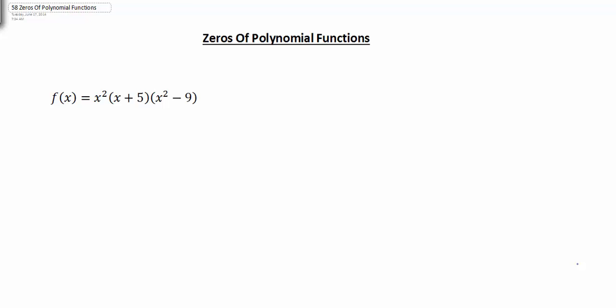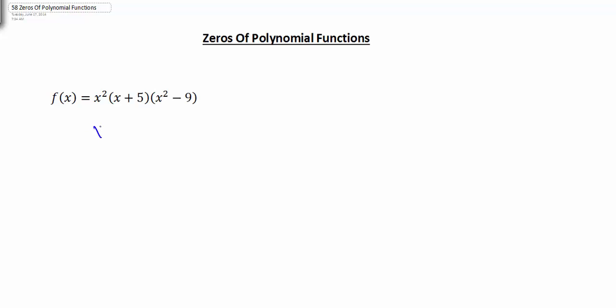This video is going to look at finding the zeros of polynomial functions. Our first example is f of x equals x squared times x plus 5 times x squared minus 9. Well, we know that if we're looking for the zeros, we're going to set the function equal to 0.